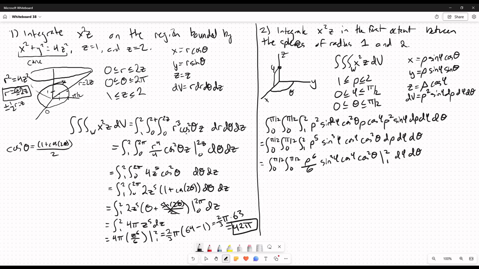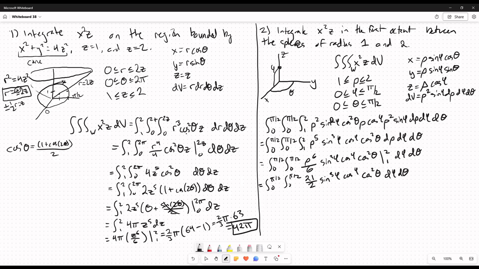And if we look at this, I'm not going to do all the drudgery work, but this is going to be similar to what we just did. 64 over 6 minus 1 over 6, so 63 over 6, which equals 21 over 2. So basically when I take this net change, I should end up with the integral from 0 to pi over 2, 0 to pi over 2, 21 over 2 sine cubed of phi cosine of phi cosine squared of theta d phi d theta.